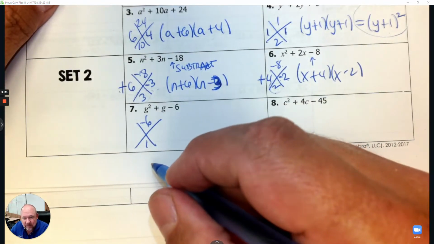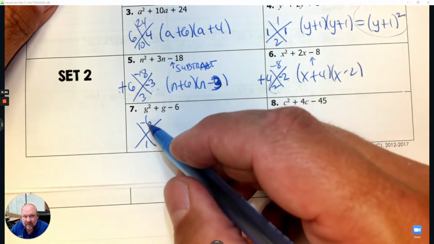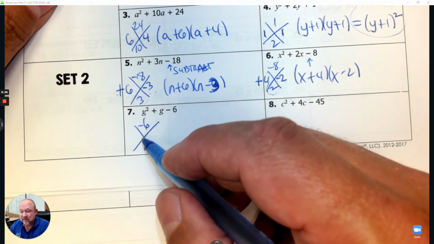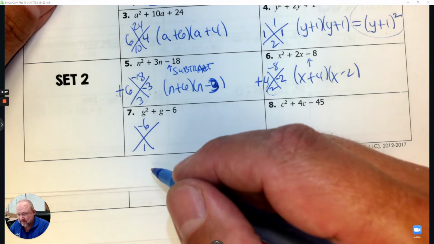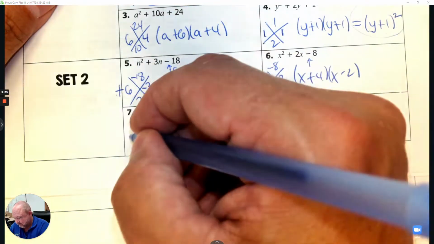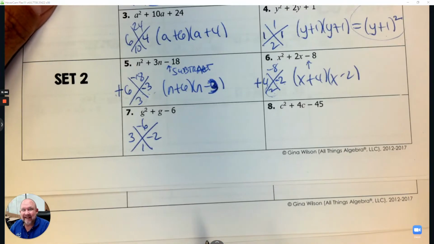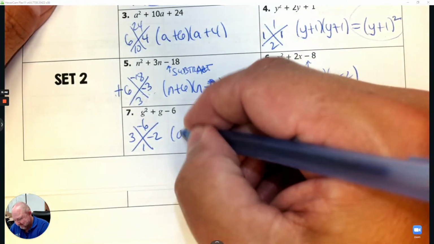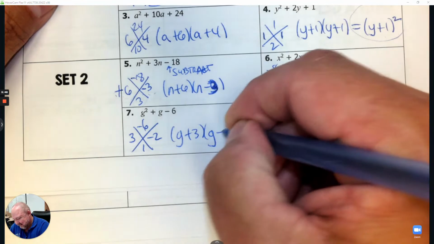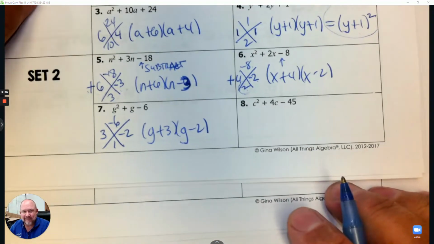Again, we're subtracting. What two numbers multiply to 6 and the same two numbers subtract to 1? There's my friend. So that's 3 and negative 2. You have to know your times tables.